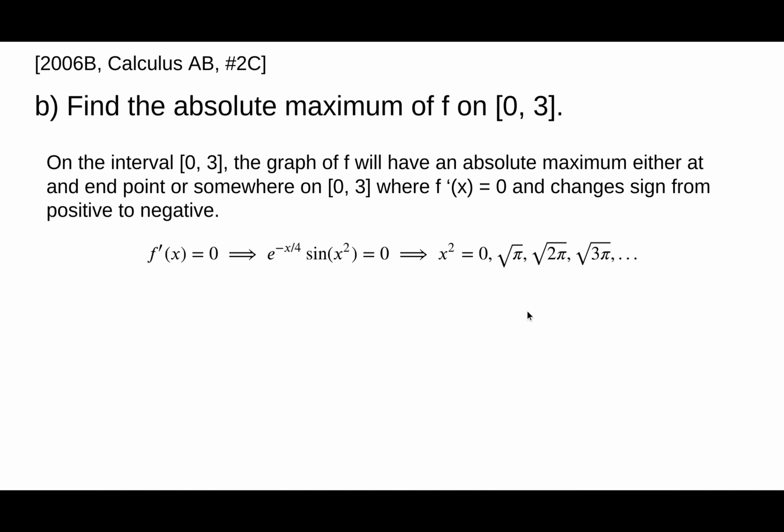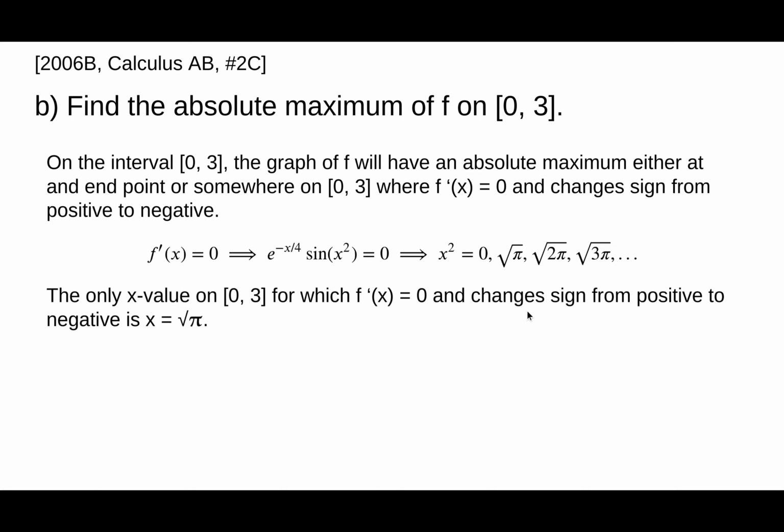All right, so x can be any one of those numbers, 0, square root pi, square root of 2 pi, square root of 3 pi, and so on. However, we're only concerned about the interval from 0 to 3, so most of those values we don't really care about. It turns out the only value on this interval, 0 to 3, for which f prime of x is 0 and also changes sign from positive to negative is x equals the square root of pi.